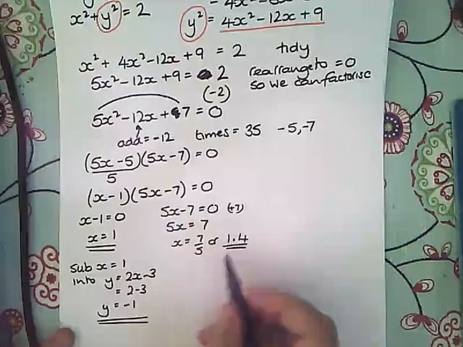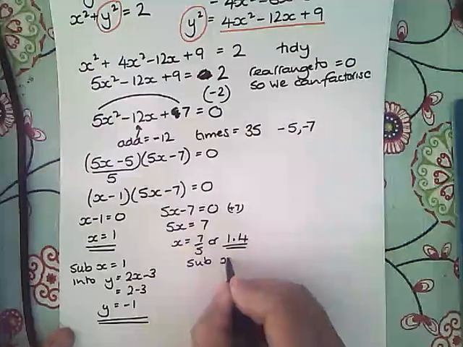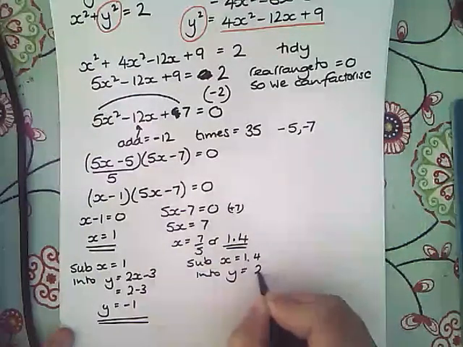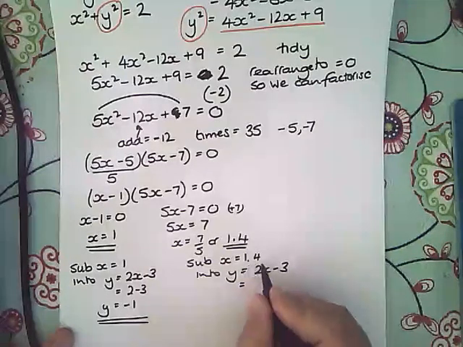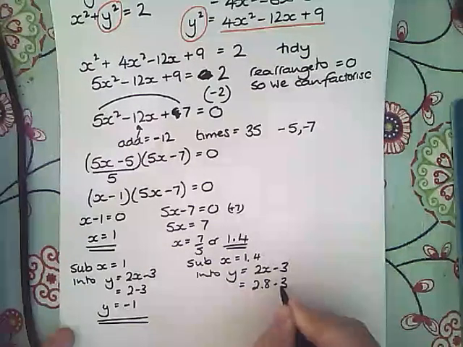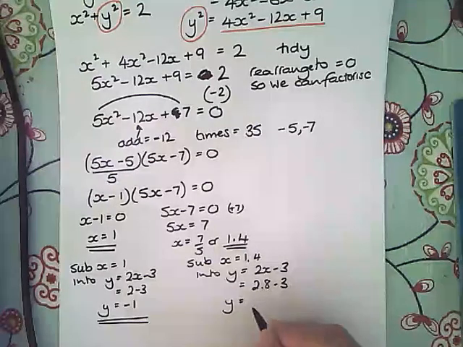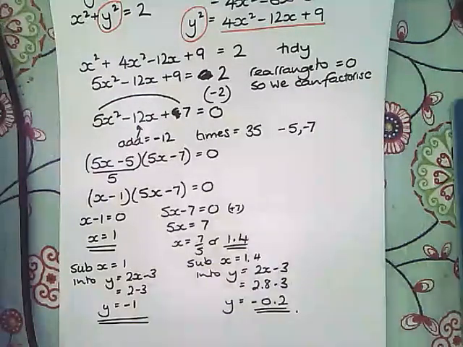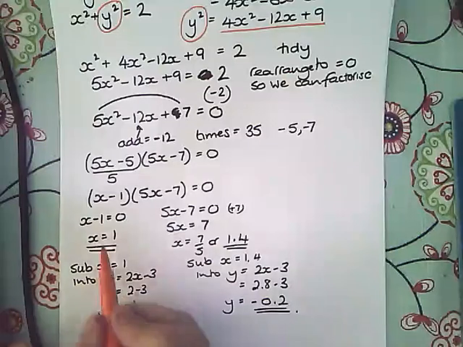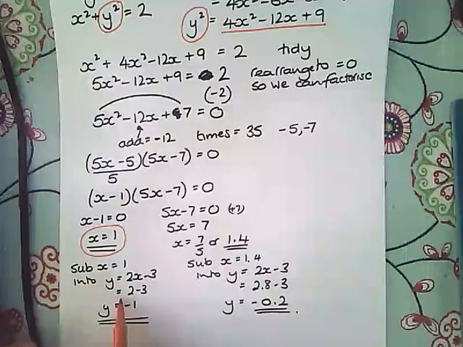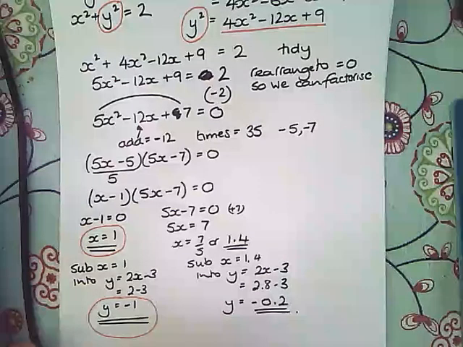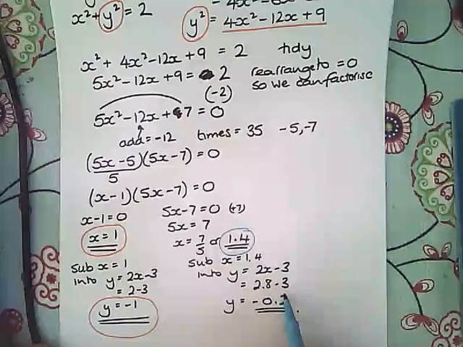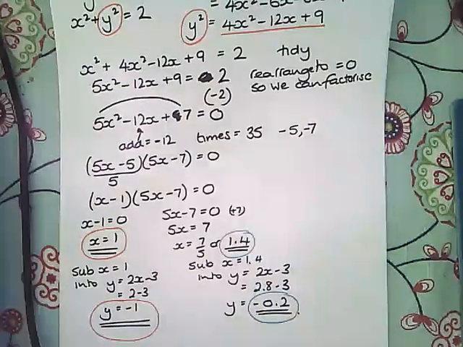And here I'm going to substitute x equals 1.4 into y equals 2x minus 3. 2 lots of 1.4 is 2.8. Take away 3. Y is equal to minus 0.2. That's the second value. And these values are in pairs. So the x equals 1, y equals minus 1 goes together. And the x equals 1.4, y equals minus 0.2, they go together.